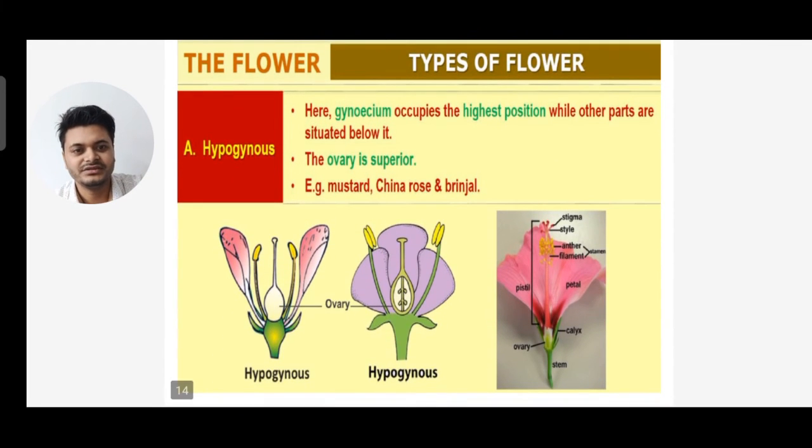Now hypogynous. Hypogynous means ovary superior. So here the gynoecium occupies the highest position, where other parts are situated below. So the ovary is superior. Examples you can see in mustard, China rose and brinjal. You can see the ovary is located in a superior position, and all other floral parts arise below the ovary. So this is hypogynous.